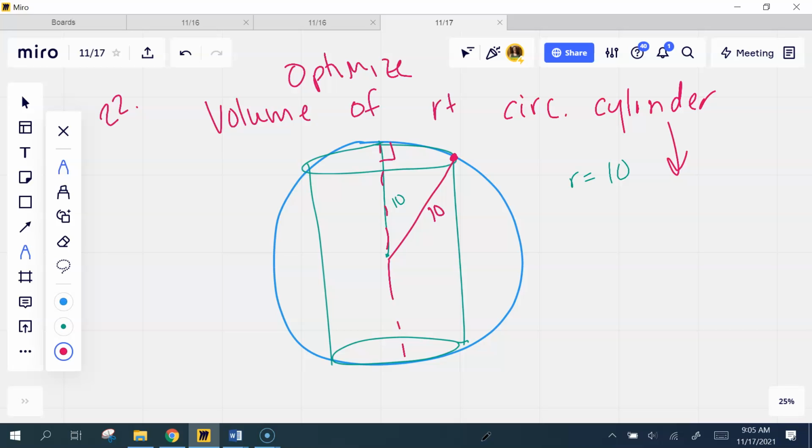So if it's inscribed, the corners of the cylinder are going to hit the circle. So from the center to that corner would be the radius of the sphere. That would be 10. And because it's a right cylinder, if I come straight up from the middle at a 90-degree angle here, right? Well, how do we know what the difference is?